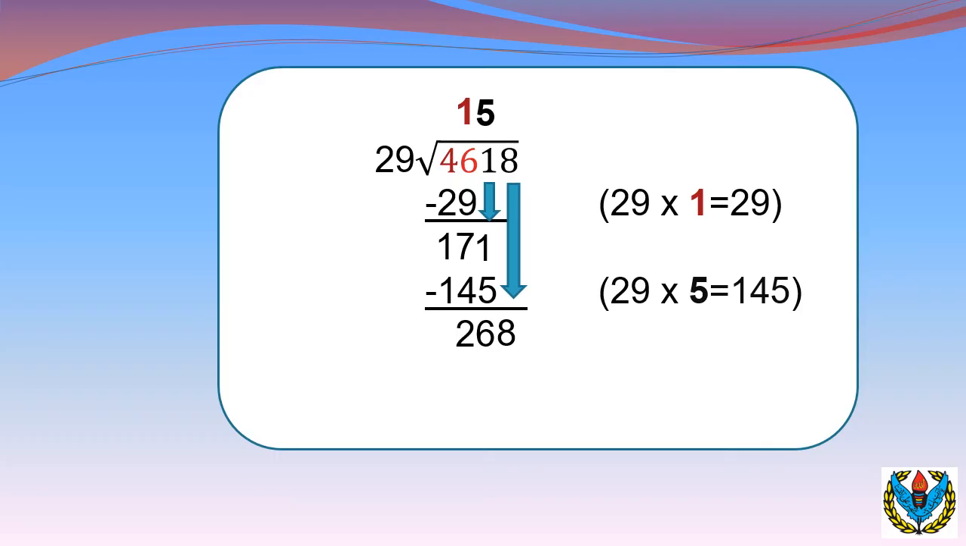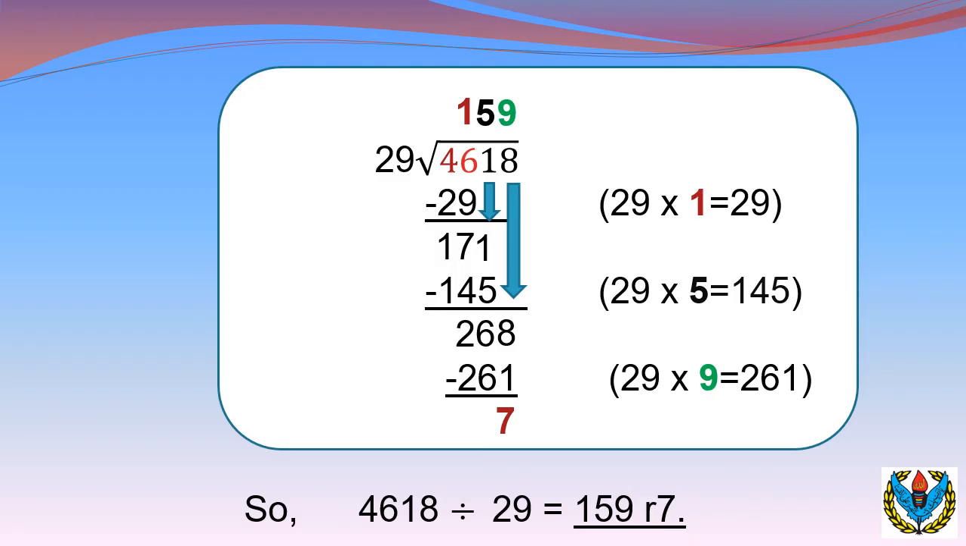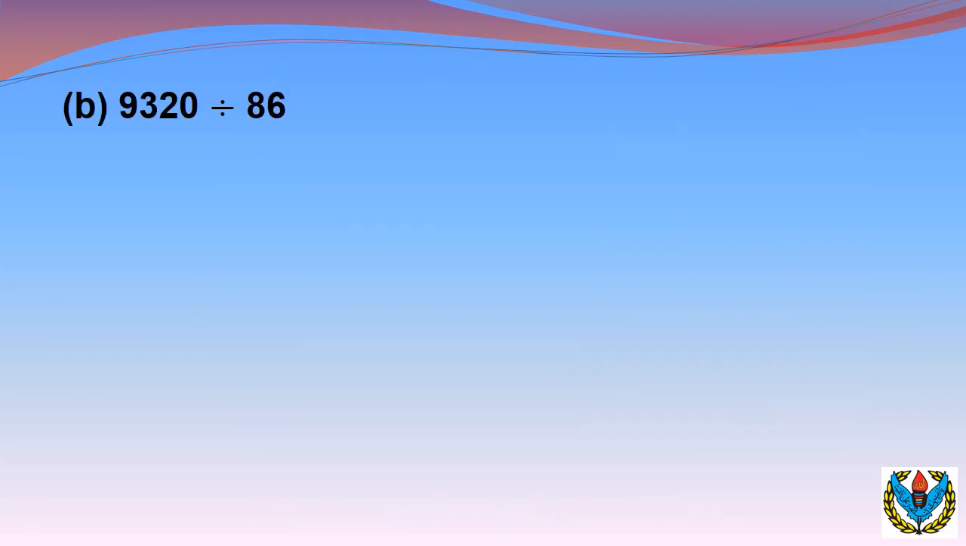Now we will read the table of 29 up to 268, and 29 nines are 261, which is closest to 268, and we will place 9 above the division sign, and then we will subtract them and we get 7 in the remainder. So our final answer is 159, remainder 7. Now here is part B.